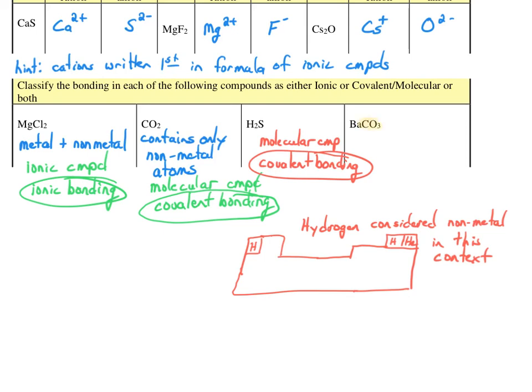In our last example, we see an ionic compound that contains a polyatomic ion. Remember, polyatomic ions are a group of atoms that are held together by covalent bonds. So there are covalent bonds holding the atoms within the polyatomic ion together. There's ionic bonding between the barium 2 plus and the carbonate ion. These types of compounds contain both ionic and covalent bonds.